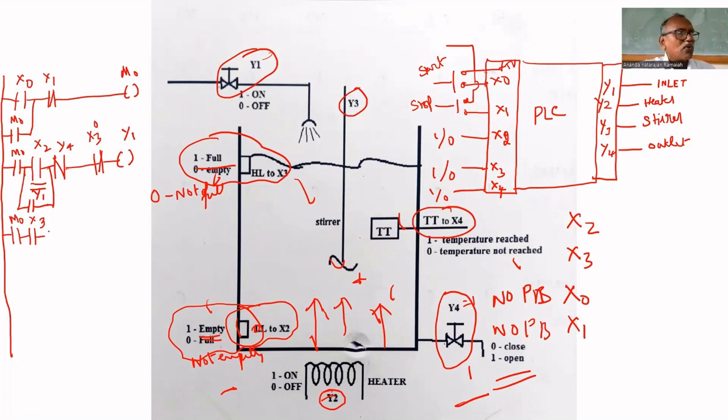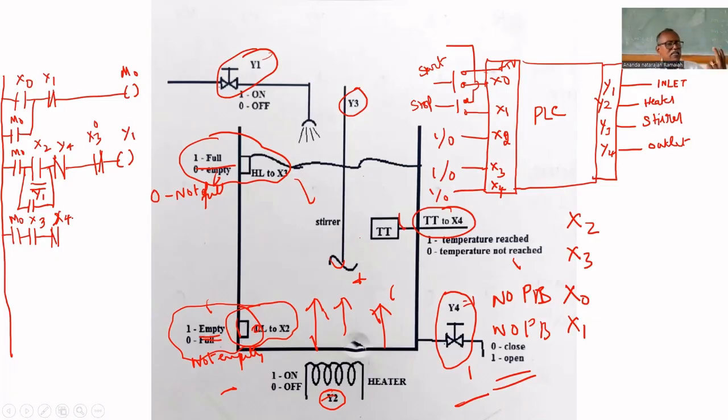Any other thing? X4. X4 will give 1 if the temperature is reached. Now it is not yet reached. Now it is at room temperature. That's why, what is the value of X4? It is 0. So it should give 1 to turn on the heater. That's why we have to put X4 not, because now X4 is 0. We have to convert this into 1. Now it will give 1.